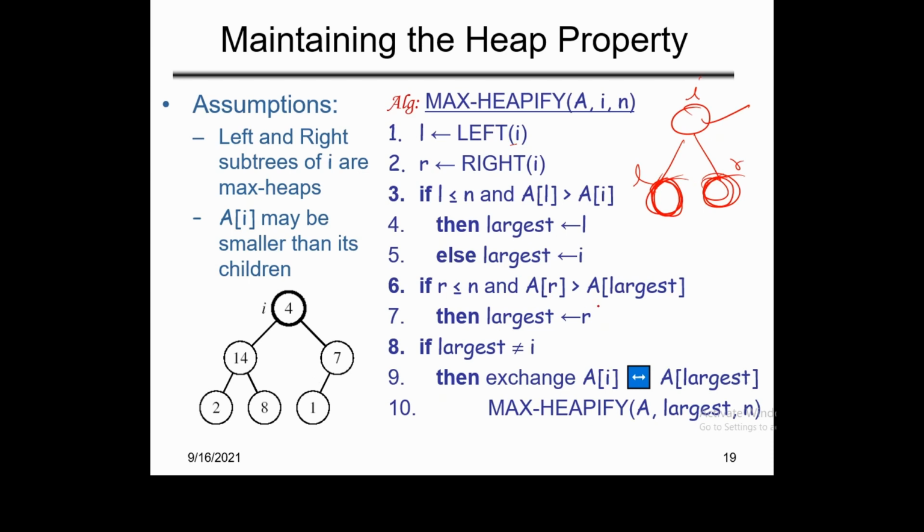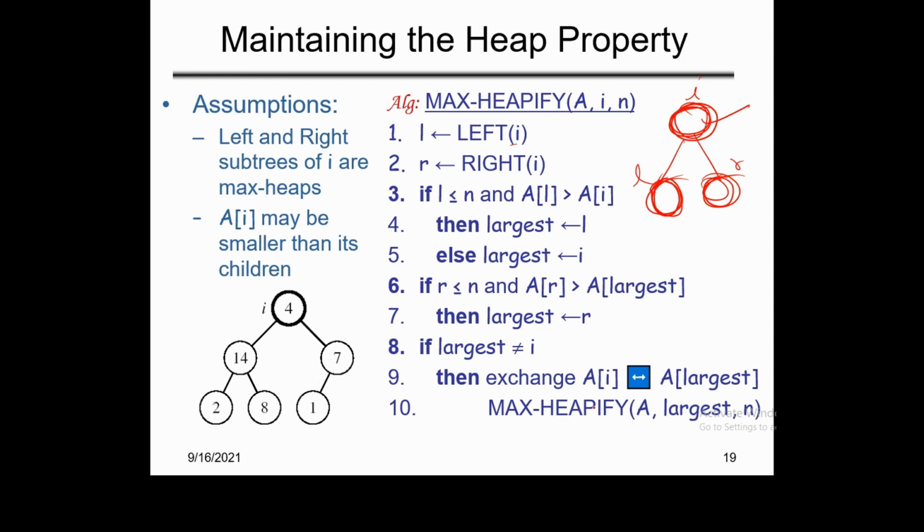So if A of r is greater than A of largest, then largest will be r. If that is so, otherwise what will largest be? It will be what you got as the result here. Now here we will check if largest is not equal to i. If largest is i, then there is no point in executing this, means the property is restored. But if largest is not i, means there is a property violation, then what we will do, simply exchange A of i with A of largest.